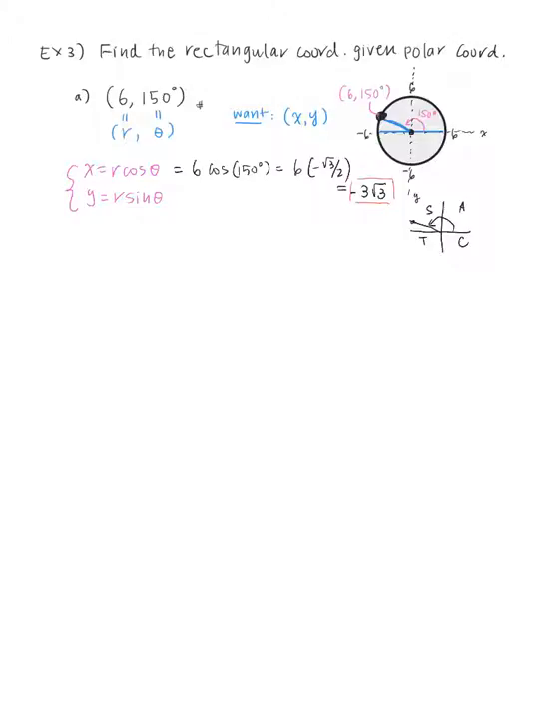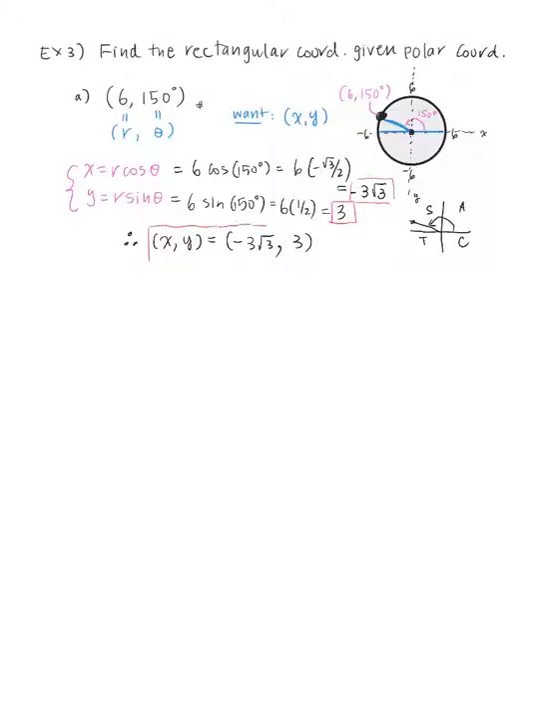All right, now let's go with the y. So y is 6 times sine of 150. Sine is positive in quadrant 2, so 6 times 1/2, which is 3. All right, so therefore x comma y is going to be negative 3 root 3, comma, and the y value is 3.